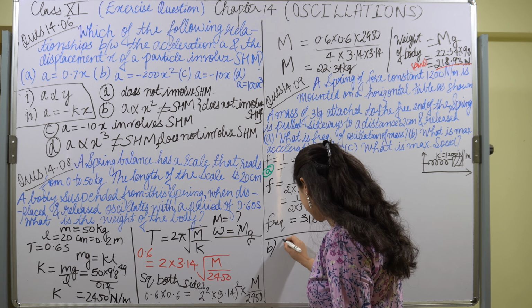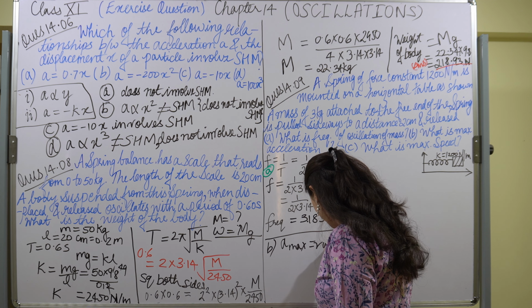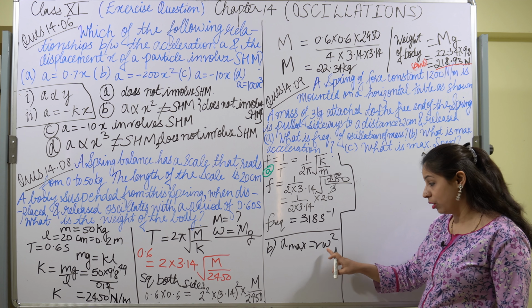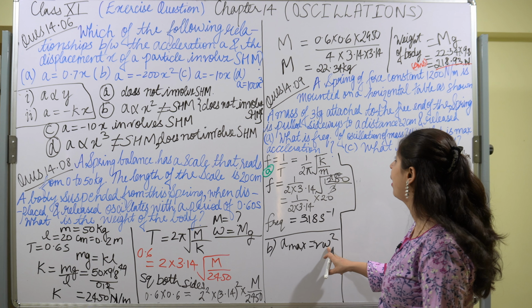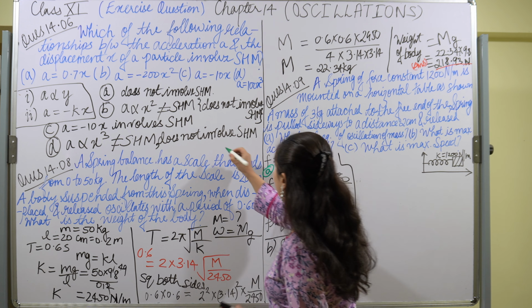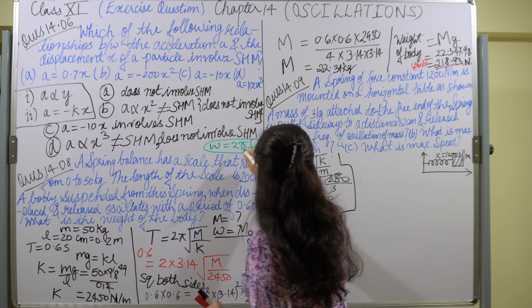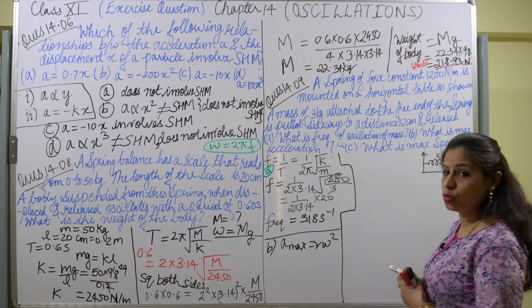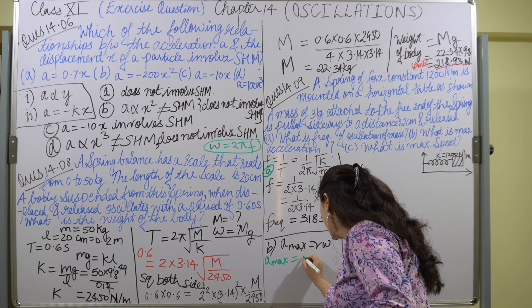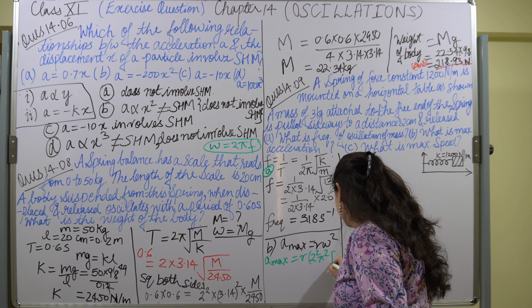So maximum acceleration is given by r omega square, where omega is the angular frequency, and it is given by 2 pi f. Omega is always given by 2 pi f. So we will substitute 2 pi f in place of omega. So we will get A max equal to r into 4 pi square f square.